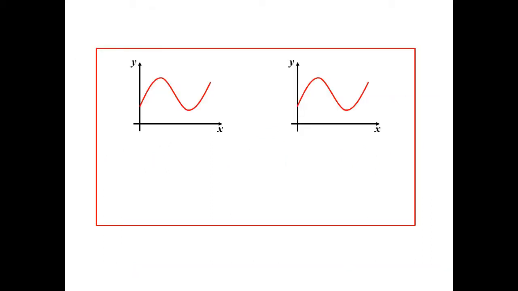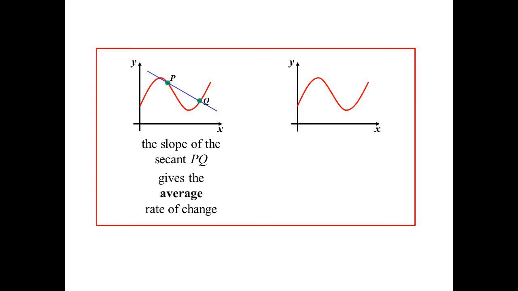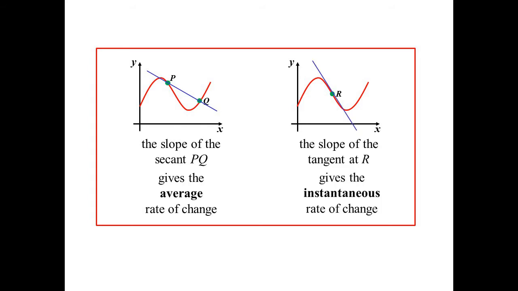Some other things. If I've got 2 points on the graph, the slope of that secant, so secant being a line that just cuts a curve in 2 or more places, gives me the average rate of change. What's more useful is the slope of the tangent, which gives me an instantaneous rate of change.